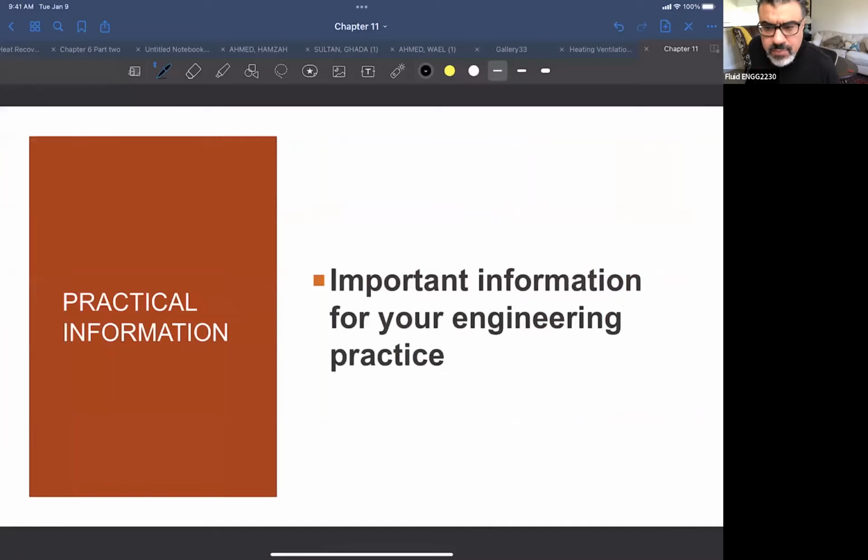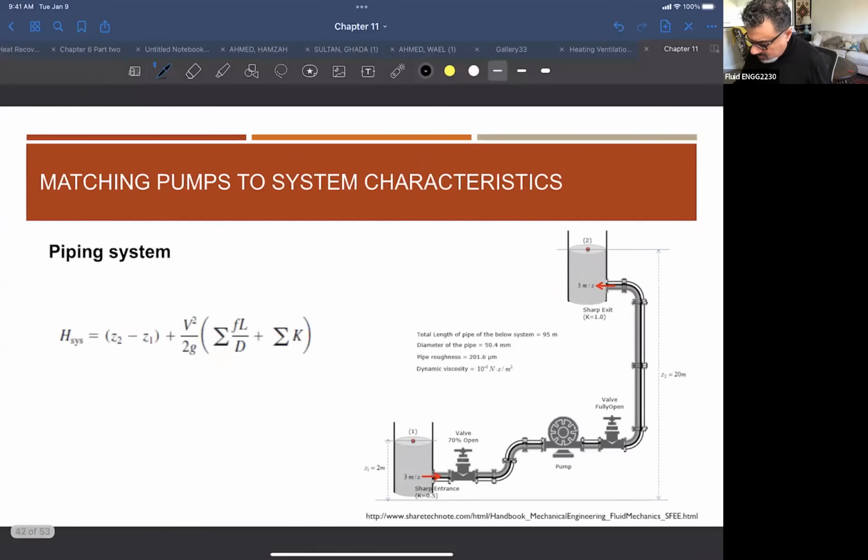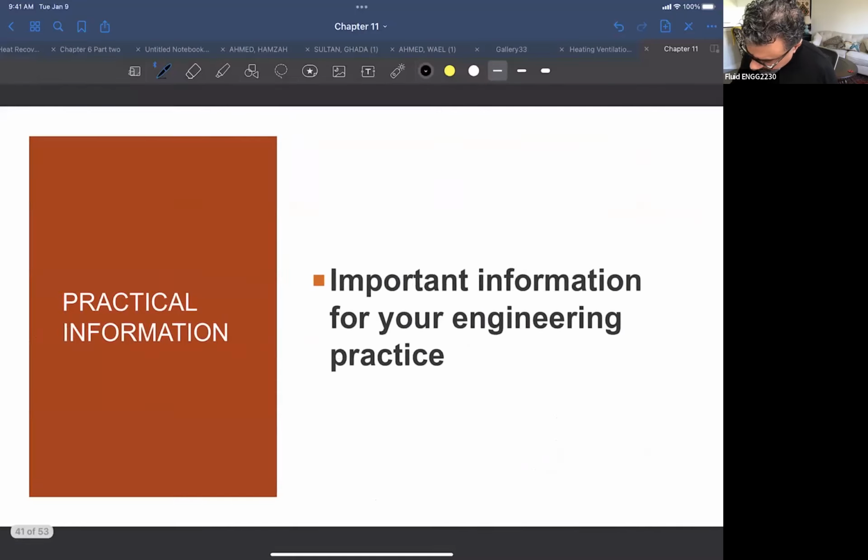So now for practical applications, you have a system that you need to run fluid in, and then you have a pump. I need to match the pump and the system, right? Most of the time you are dealing with a system that consists of many components, right? Valve, elbow, entrance at the tank, all these kinds of components. And let me ask you just a simple question before we go further.